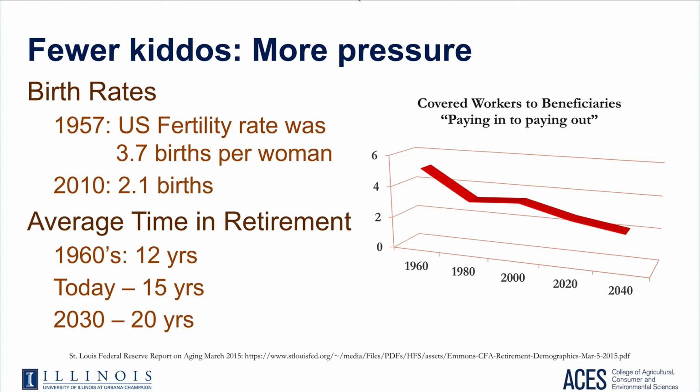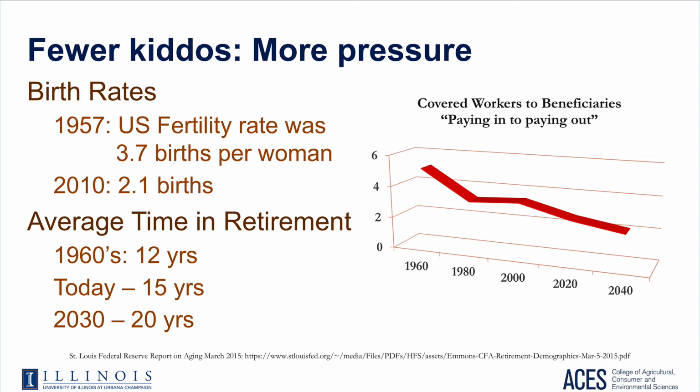Couple that with longer times in retirement. In the 1960s, retirement lasted about 12 years. Today, we're looking at about 15 years in retirement, and by 2030, an average retirement of about 20 years. Now, this varies greatly by socioeconomic status, but average time in retirement is lengthening. Birth rates are shrinking. The number of boomers is increasing. If you think of it as a juggling analogy, you've got these three balls in the air, and your ratio of covered workers to beneficiaries takes an amazing dive.